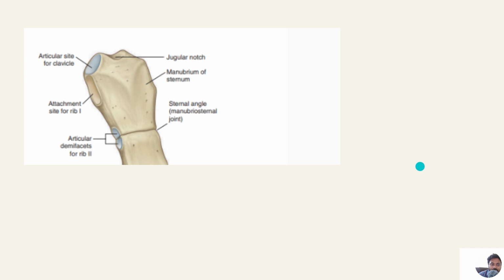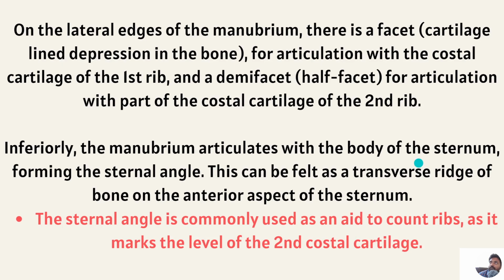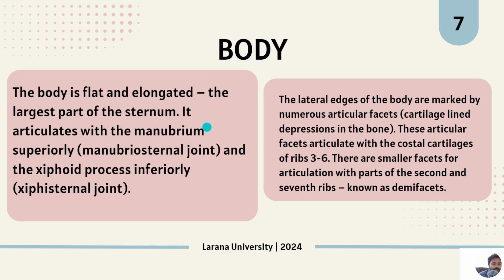So let's discuss the body of the sternum. So this is the body. The body is flat and elongated, the largest part of the sternum. It articulates with the manubrium superiorly and the xiphoid process inferiorly.